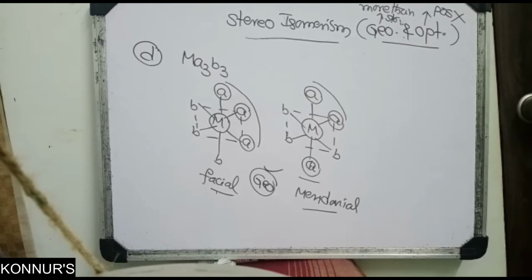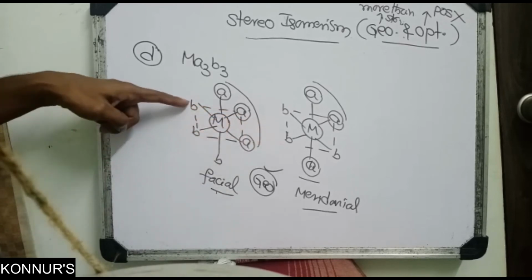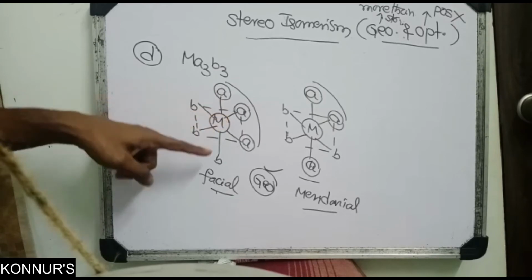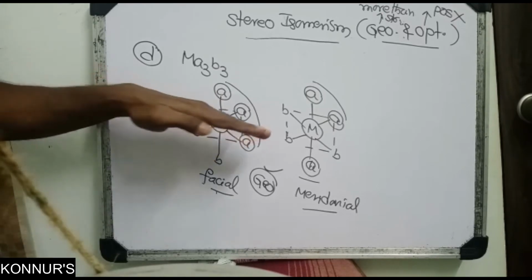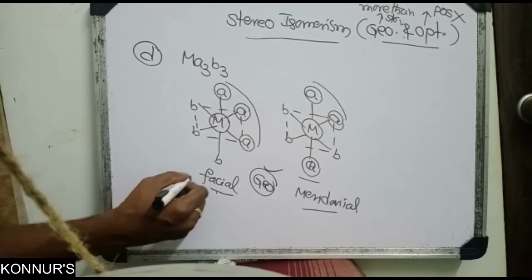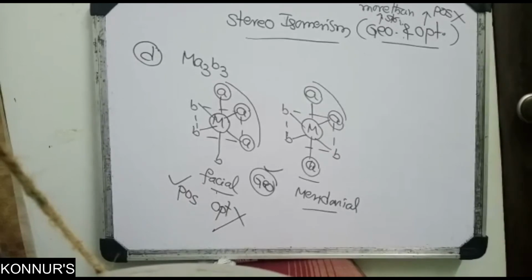Next, optical you can think. So optical you can cut like this. What happens? Equal halves are coming. Next, where is the A here? Front is A, B is back side. You cut like this. So exactly plane of symmetry is there. Plane of symmetry is there means it is not showing optical activity.